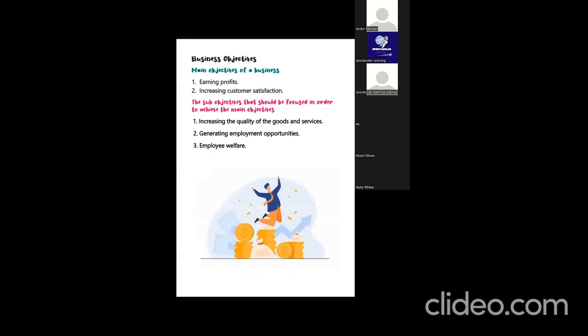Now, business objectives. When you conduct a business, you will have different objectives. An objective means the things that you wish to be fulfilled from a business. We will mainly take a business that is started in order to earn profits. The main objective of a business is to earn profits and to increase customer satisfaction. If you have any doubt, no problem, you can unmute and ask me. So earning a profit and increasing customer satisfaction are the main objectives of a business.